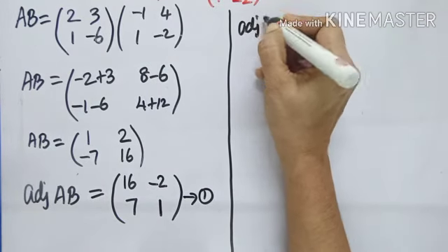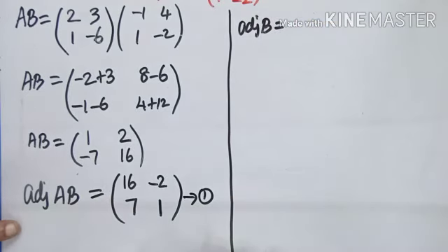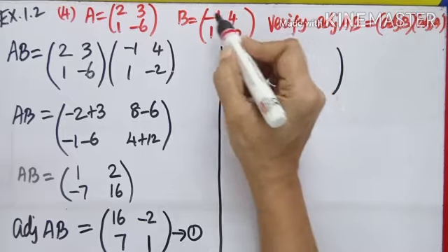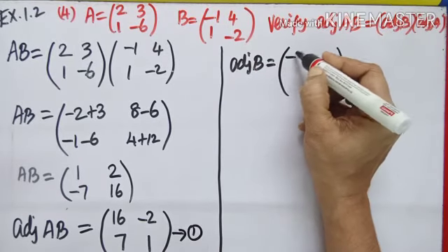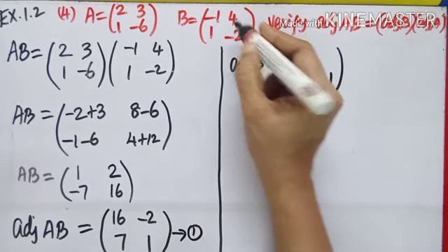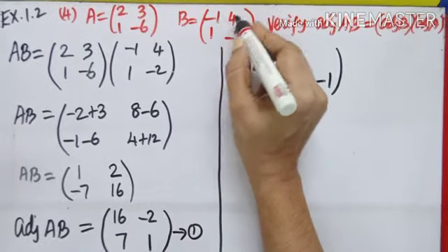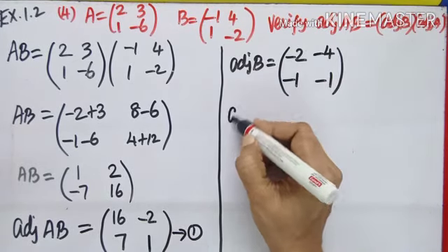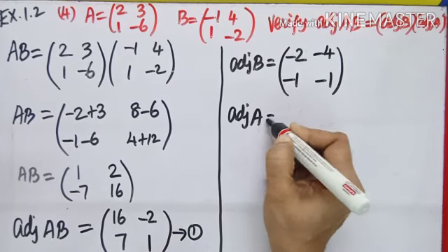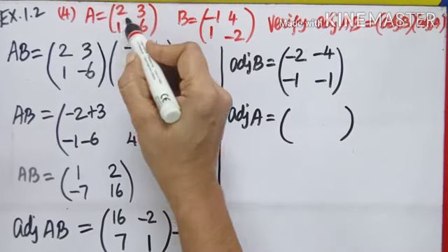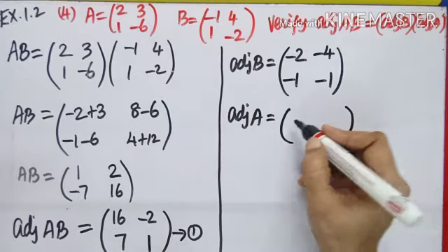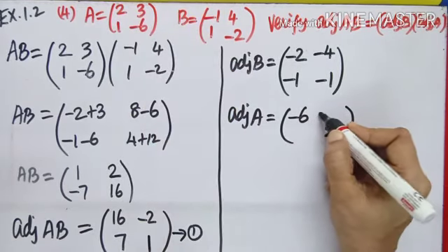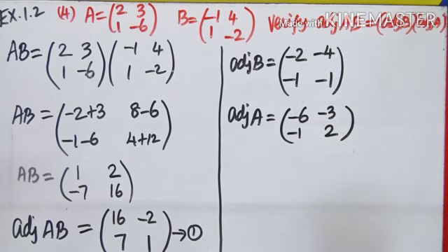Find adjoint of B. How to write adjoint of B? B matrix, interchange the main diagonal, minus 2, minus 1. The other diagonal change the symbol, minus 4, minus 1. Now I need adjoint of A. A matrix, interchange the main diagonal, minus 6, 2. Change the sign of the other diagonal, minus 3, minus 1.